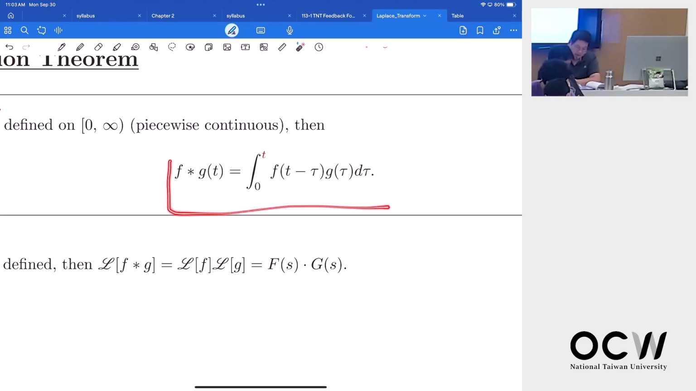This is the definition of the convolution. I keep one of the functions the same, and the other function I flip and then shift. Remember, here it is d tau, not dt.